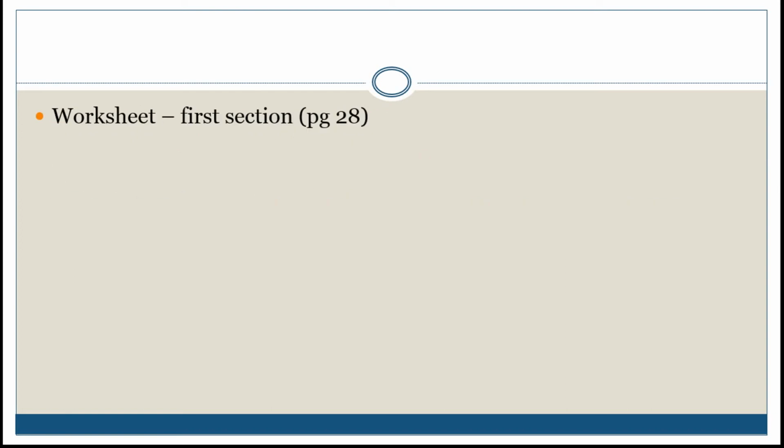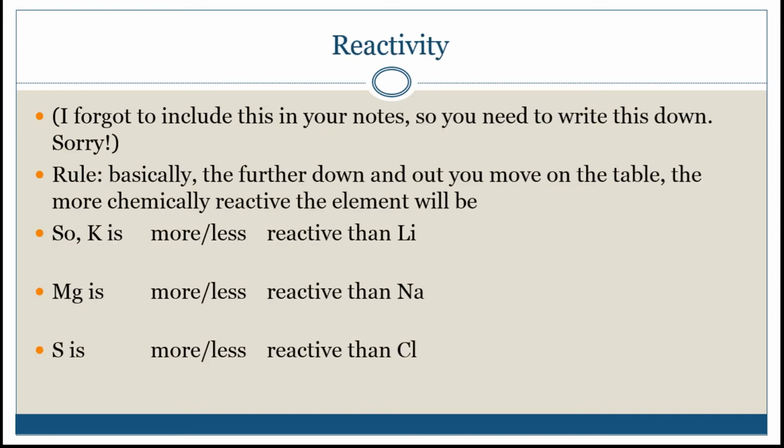Worksheet, first section, page 20. I'm going to give that to you in a bit. Let's keep going. I forgot to include this in your notes. I apologize. So you need to write this down. You can probably put it right here.